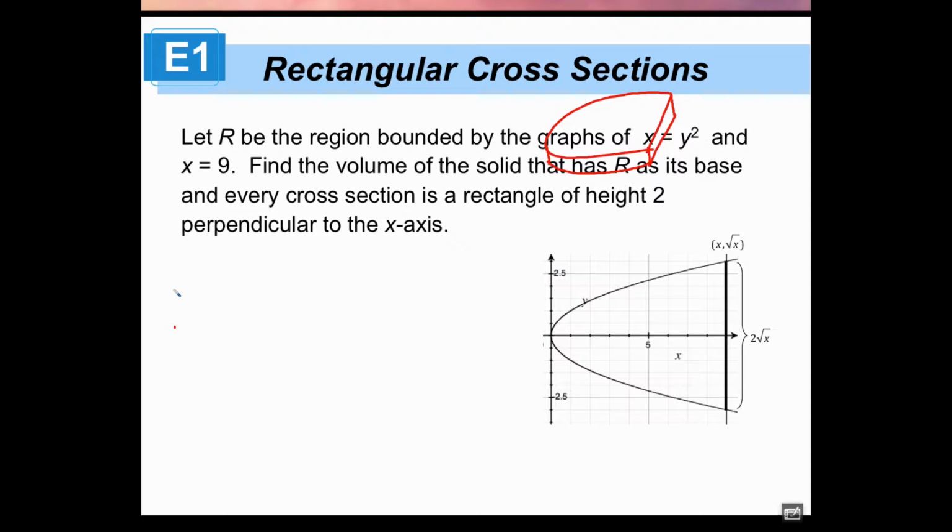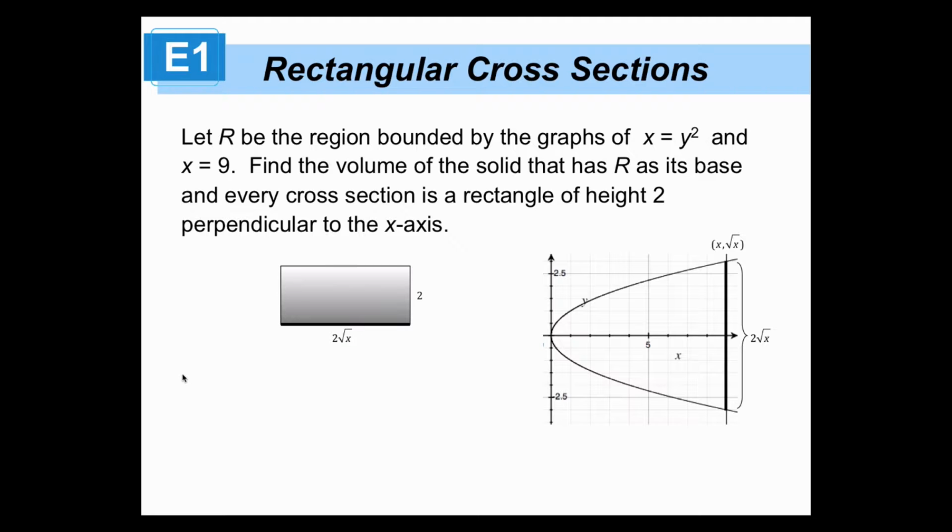So there's the parabola, there's a height of 2, and these rectangles represent our rectangle as it slides from 9 back to 0, or from 0 back to 9. When you're doing cross-section problems, you'll actually need 2 diagrams. One of them is what the base looks like. The other is what the cross-section looks like. So the cross-section of this is a rectangle.